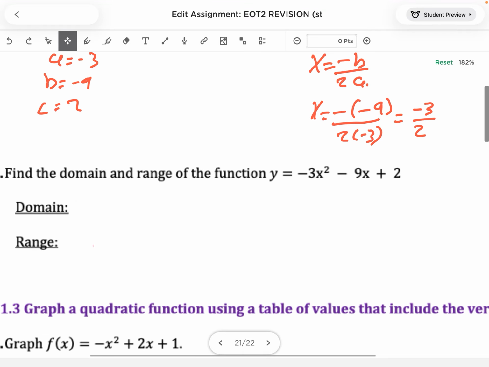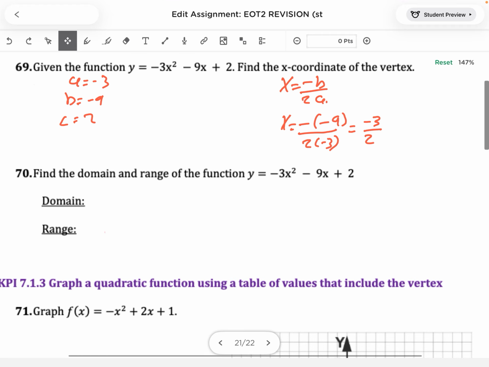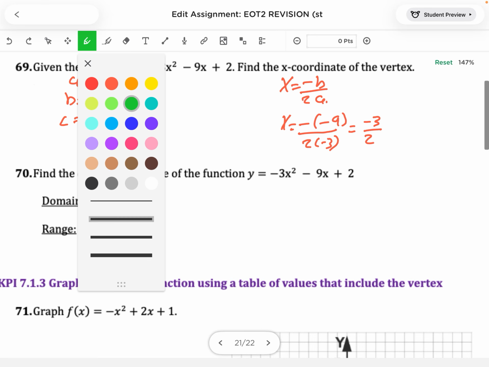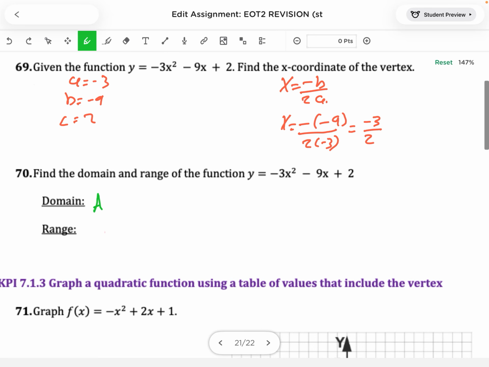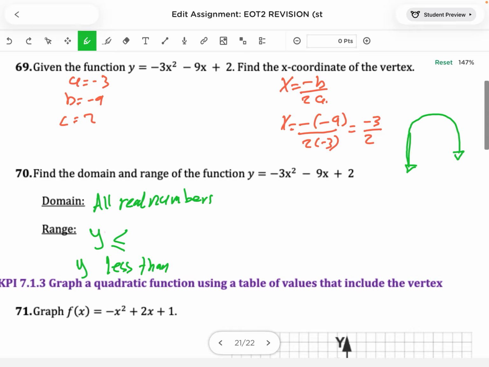Again, the question is similar to the question at the top. The question asked me to find the domain. The domain is all real numbers. We need to find the range. This one is concave down, so y is less than or equal. Do you want to write it in words? Do you want to write y less than? It is fine. But we have to know y.